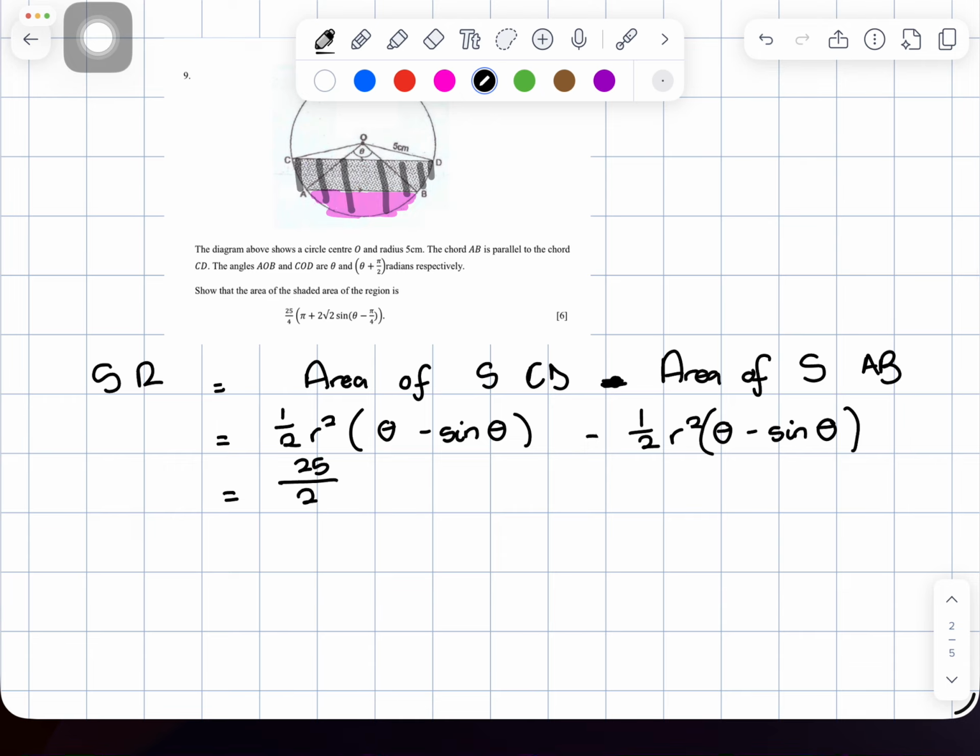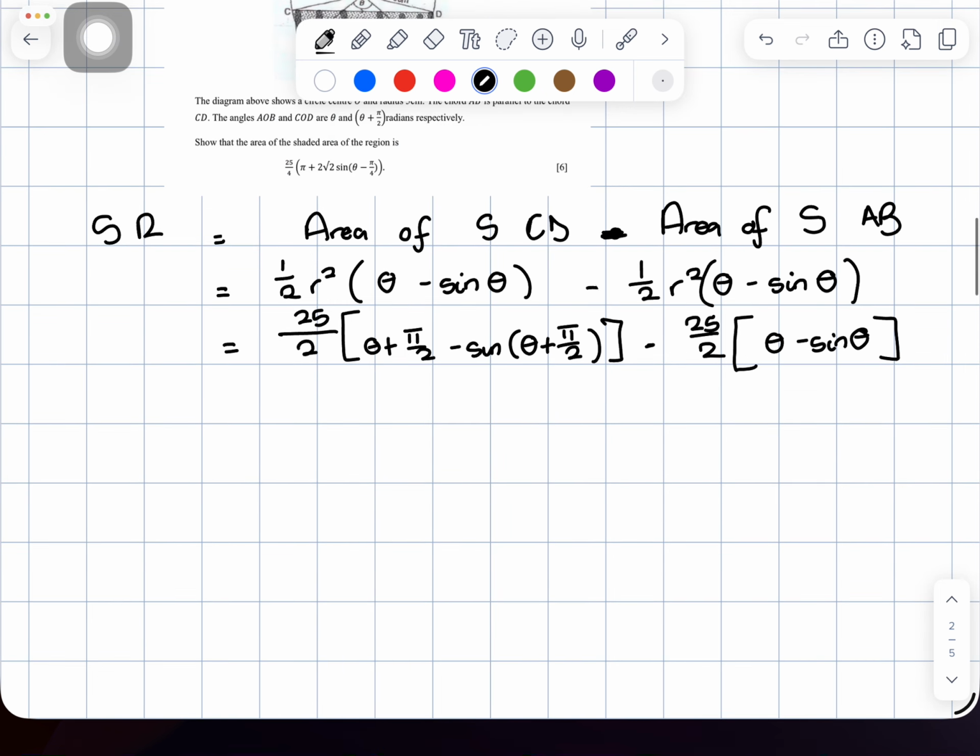So we have 25 over 2. For the first one, our theta is theta plus pi over 2, minus sine of theta plus pi over 2. Right. Minus 25 over 2, 25 being 5 squared, theta minus sine theta. Then we simplify. So I'm just going to pull out 25 over 2 from both brackets and simplify.